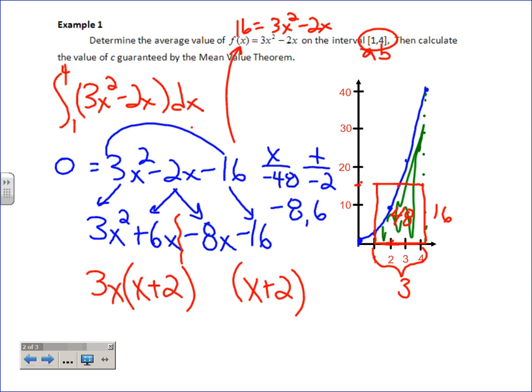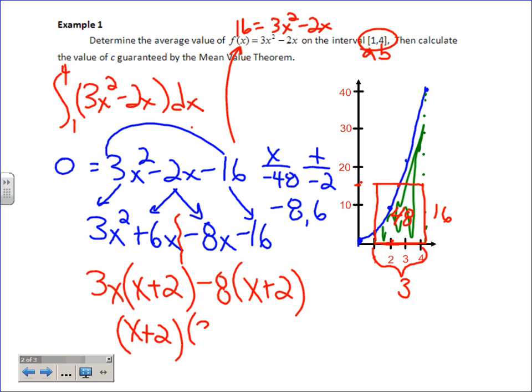Can I get x plus 2 over there? Yeah, I have to take out negative 8. So my factors are x plus 2 and 3x minus 8. And again, they are to equal 0.